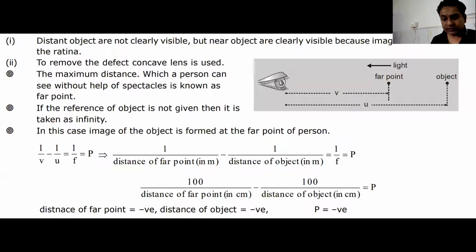Then these are the points that you should remember about near-sightedness or short-sightedness. Distinct objects are not clearly visible. Remember this. Don't get confused that near-sightedness means I can see nearby objects and I cannot see distant objects. It is opposite actually. In near-sightedness or short-sightedness, I also get confused. I have got a small brain which cannot remember things. Near-sightedness or short-sightedness means distant objects are not visible, but nearby objects are clearly visible.